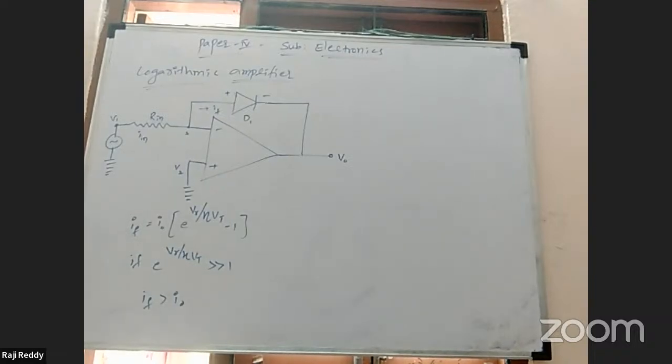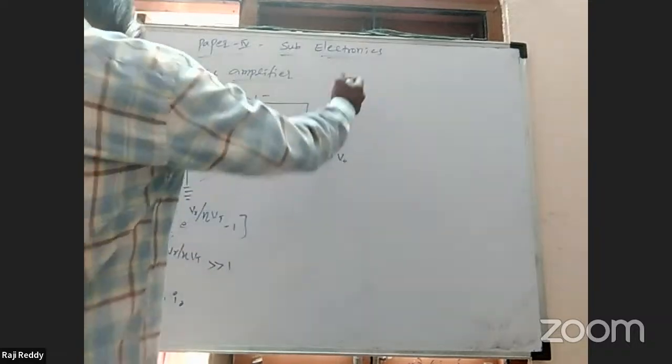Now you can apply logarithmic functions to both sides: log IF greater than log I naught. That value we can take in terms of voltage. So the logarithmic relation may be expressed by taking the log function on both sides.